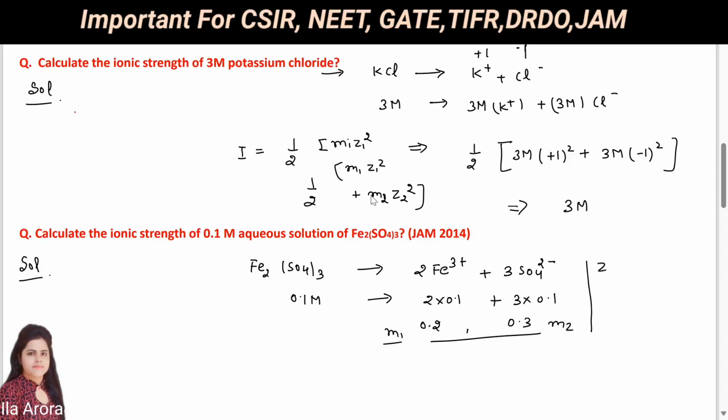Then Z1 means charge. So for iron or ferric, the charge is +3, and Z2 charge is -2, for the sulfate ion. Then we just have to put in the formula. So M1 means 0.2 and charge is 3 square, plus M2 0.3 and charge is -2 square. So when you solve it, it will come as 1.5 molar solution, right? So this is how we are calculating.